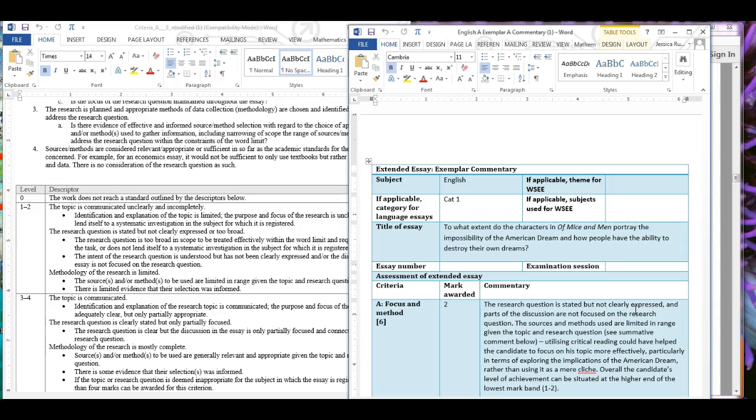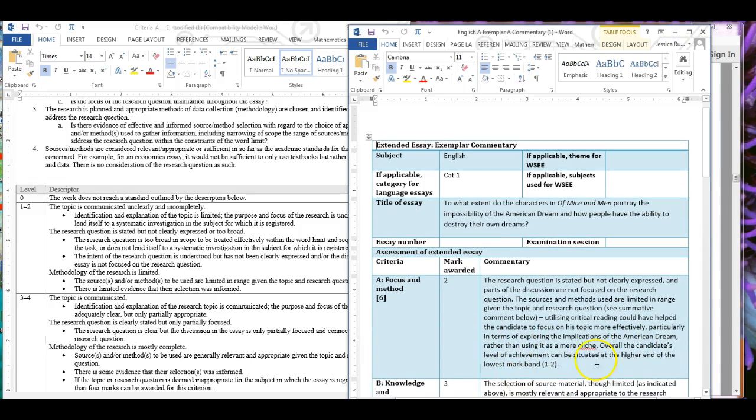It's kind of basic, and it's just kind of going all over. The sources and methods used are limited in range given the topic and research question. Utilizing critical reading would have helped the candidate to focus on the topic more effectively, particularly in terms of exploring the implications of the American dream, rather than using it as a mere cliche. Overall, the candidate's level of achievement can be situated at the higher end of the lowest mark bands 1, 2.